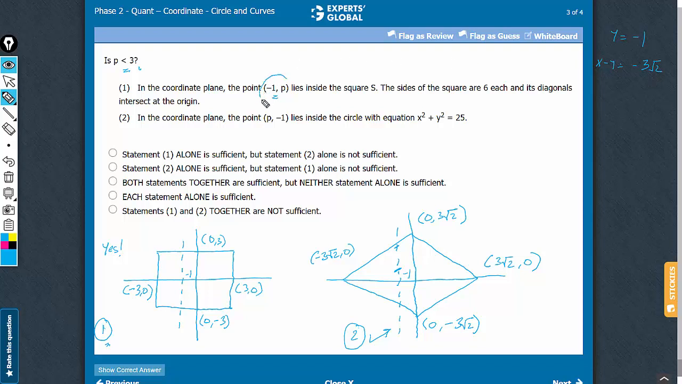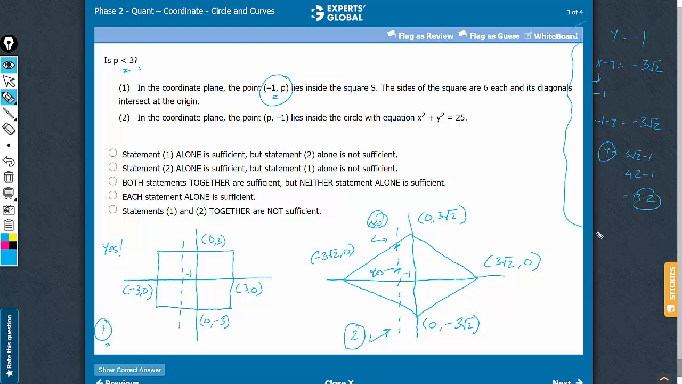Now minus 1 comma p, if we put minus 1 in place of x, we get minus 1 minus y is equal to minus 3 root 2, and therefore the value of y is 3 root 2 minus 1. Root 2 is more than 1.4, and therefore this will turn out to be something more than 4.2, and then subtract 1 from it. This is 3.2, and therefore the value of y can be more than 3, and therefore when the point is very close to the edge, no would also be possible. So no in this case and yes in this case.